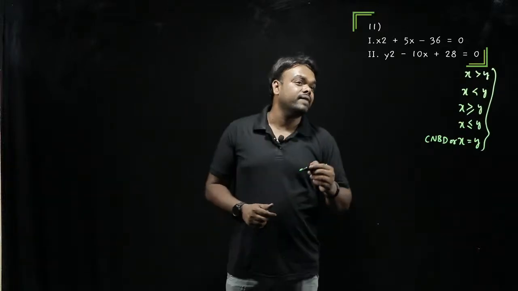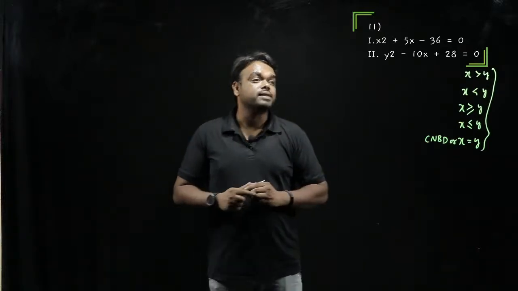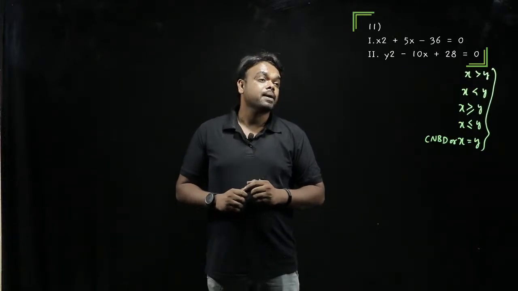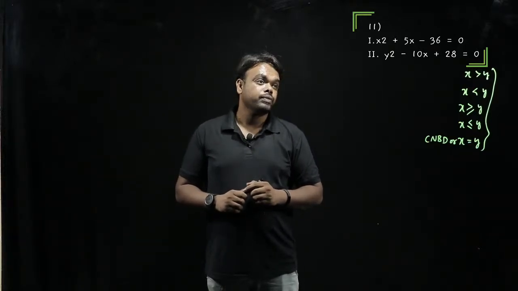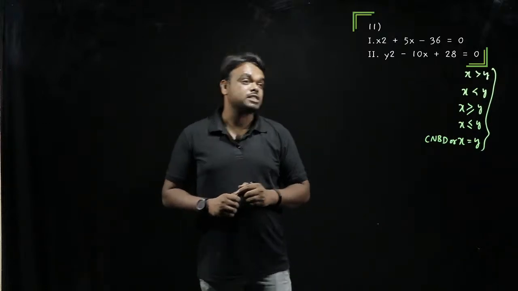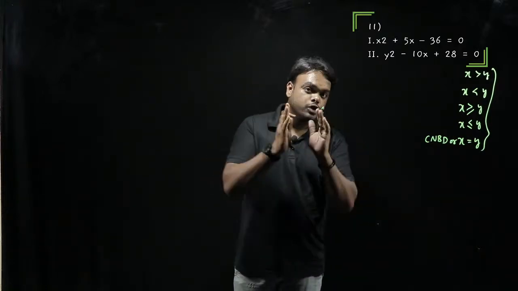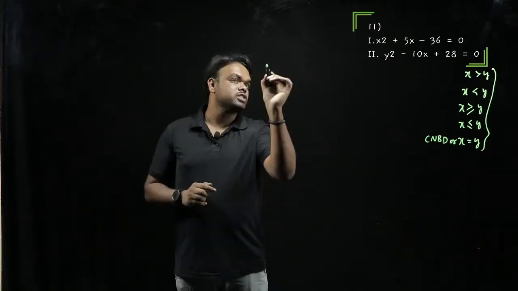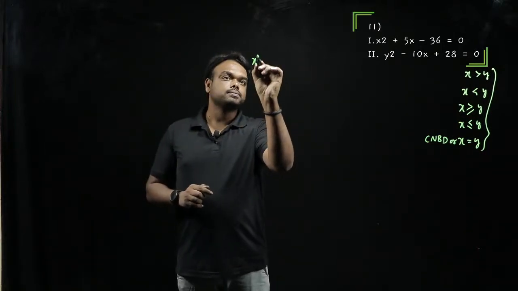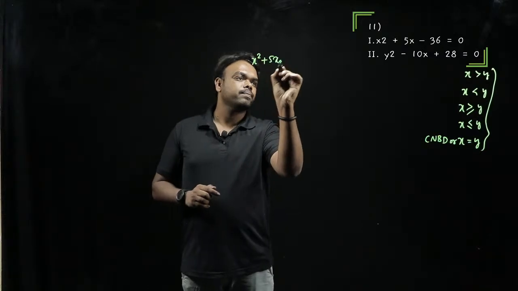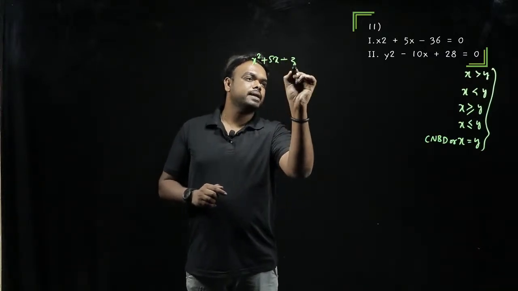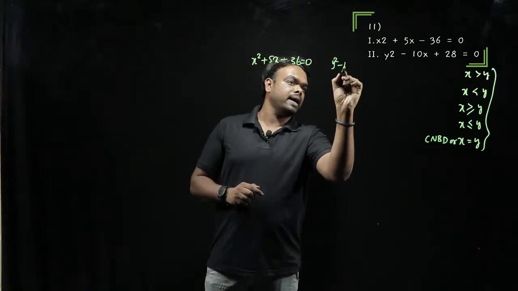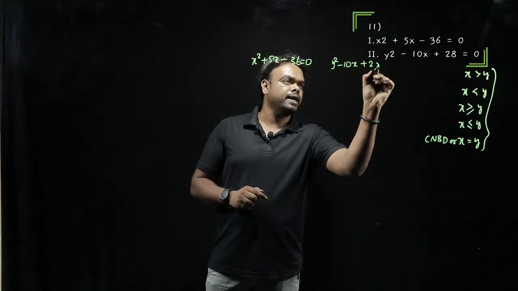What do we have? X square, I'm so sorry, that is x square, it is not x2. X square plus 5x minus 36 equal to 0, and y square minus 10x plus 28 equal to 0. Now let me show you the very basic and traditional method. There are 2 equations for us. One is x square plus 5x minus 36 equal to 0, and the other one is y square minus 10x plus 28 equal to 0.